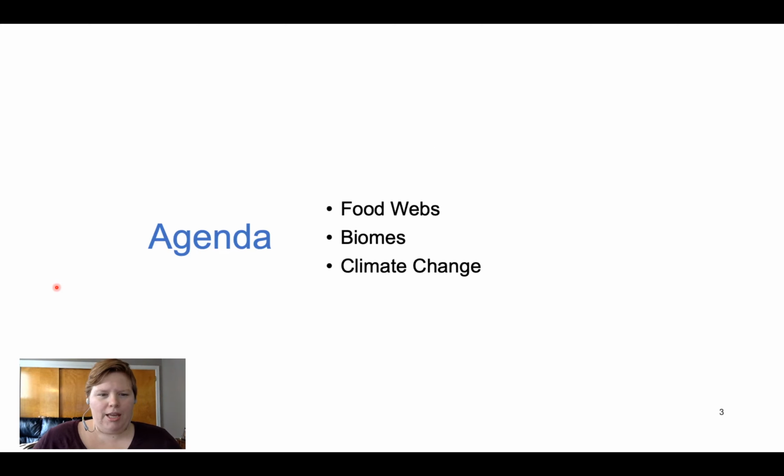So we're going to talk about today food webs. So kind of a mini ecology lecture, thinking about how organisms are interacting in their environment. We'll talk about what those environments are. We'll talk about biomes, and then we will discuss climate change.